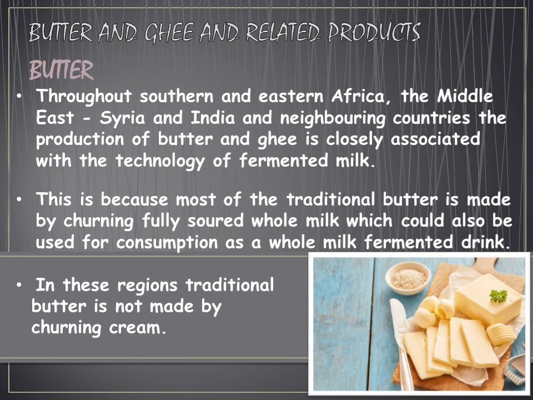Now I would like to consider the traditional butter production. Normally this is used in Southern and Eastern Africa. Butter and ghee are closely associated with the technology of fermented milk. This is because most of the traditional butter is made by churning fermented whole milk, which could also be consumed as a whole milk fermented drink.